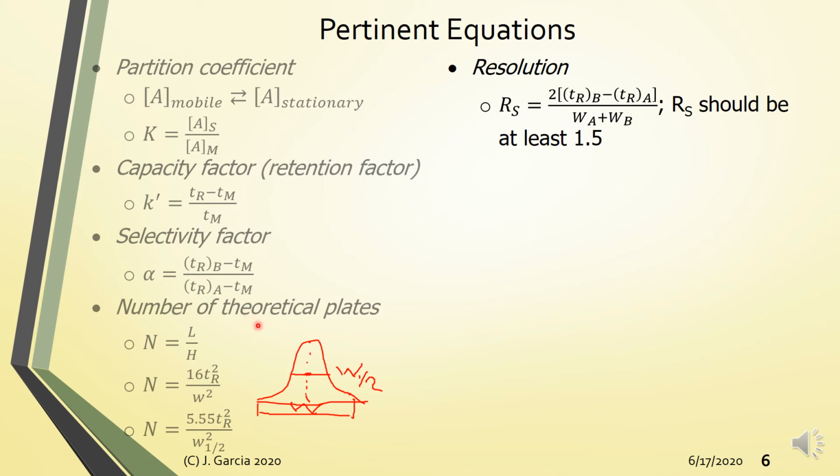Sorry, I forgot one thing. For the number of theoretical plates, if you have more than one peak and you want to compute the number of theoretical plates, all you have to do is compute the n value corresponding to all of the peaks shown in your chromatogram. Then you get the average, so that you can obtain the average number of theoretical plates for a given chromatographic parameter.